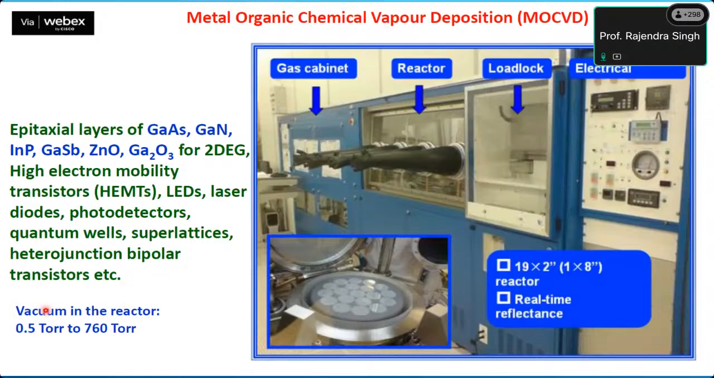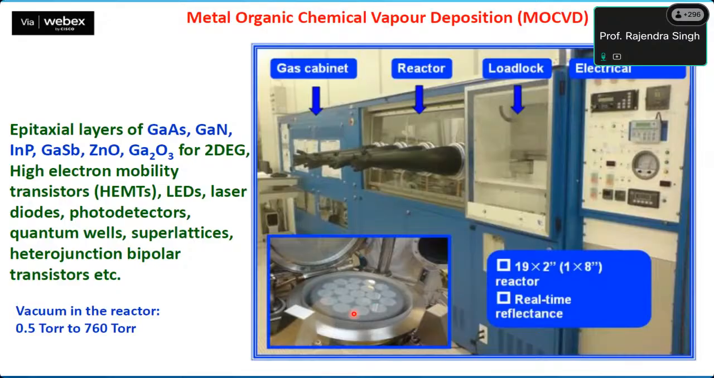One important thing you see here is this is the chamber, this is the gas cabinet, from where the gases are coming. This is the load lock, electrical panel, computer software system is there. And this is how the wafers will be loaded. It is an industry scale system that I'm showing you here. So in one go, you can deposit on maybe 24 wafers or 10 wafers. This can be easily done with the MOCVD.